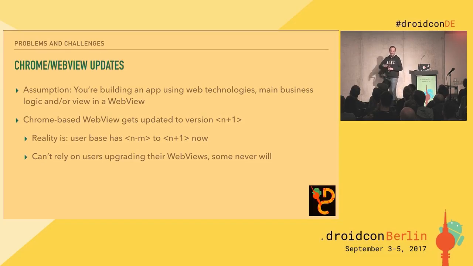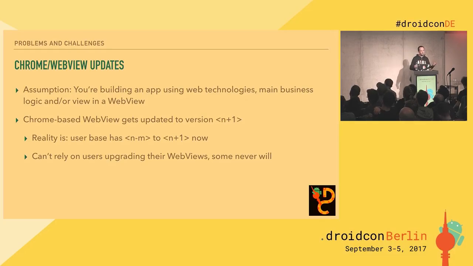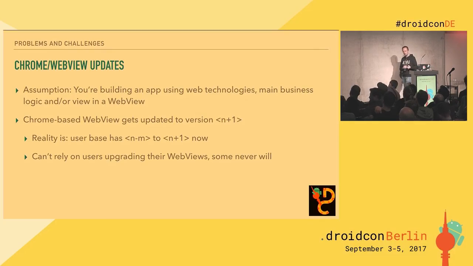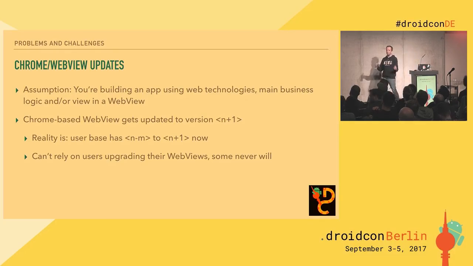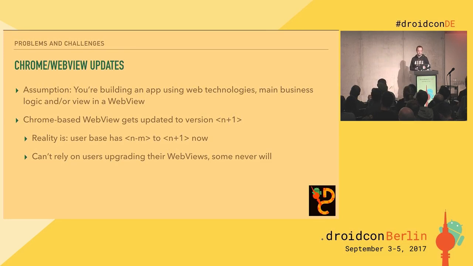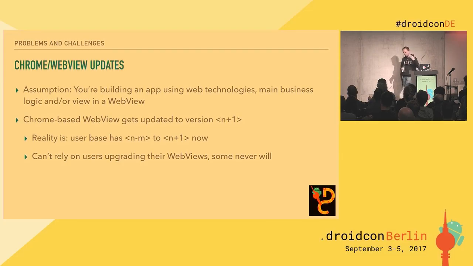People will be on n minus something, depending on the demographic of your population. So you might have users who are 10 versions back or 3 versions back, and you don't really know that, which will change in Android 8, actually. So you can't rely on users upgrading. Some will never upgrade, and you will get complaints saying this doesn't work, this is slow, this looks weird. That's just what happens occasionally.